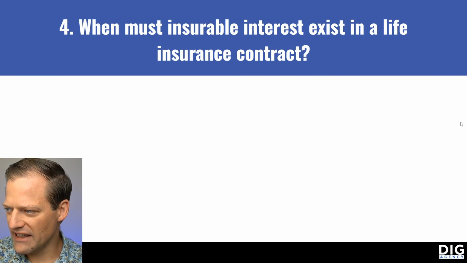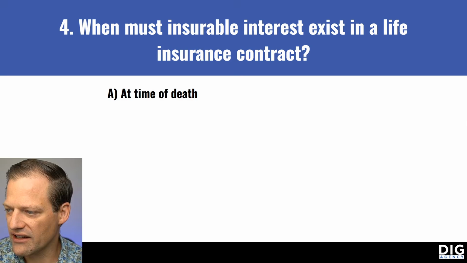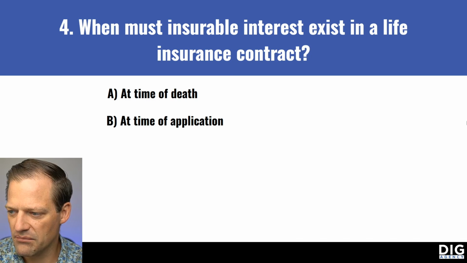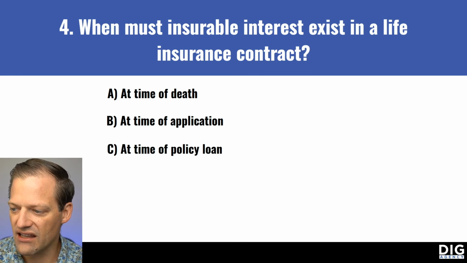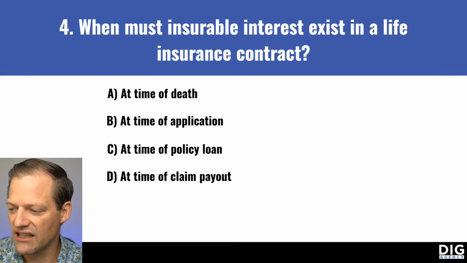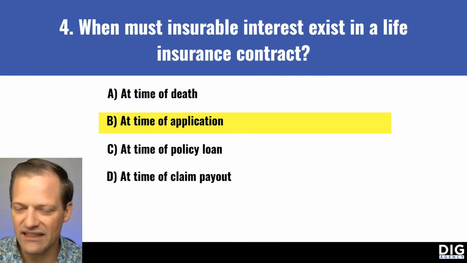When must insurable interest exist in a life insurance contract? A, at the time of death, B, at the time of application, C, at the time of a policy loan, or D, at the time of claim payout? The answer is B, at the time of application.